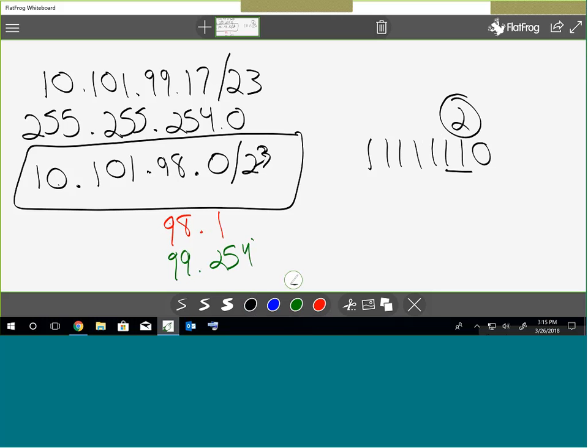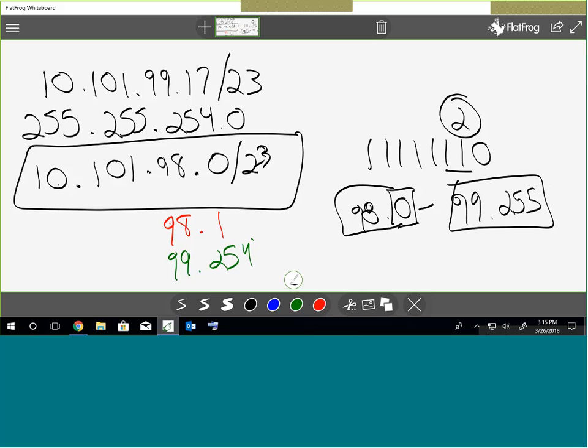So the entire range of this possible is 98.0 to 99.255. And so the first usable, since this is the network ID, actually the subnetwork ID, and this is the broadcast ID, that means that 98.1 to 99.254 are the usable IP addresses. Does that make sense, Raymond?